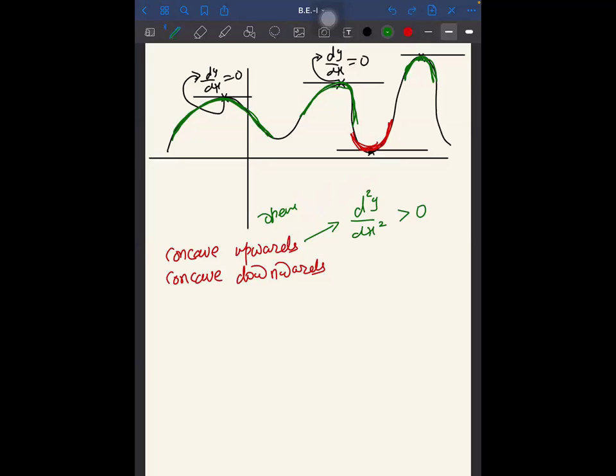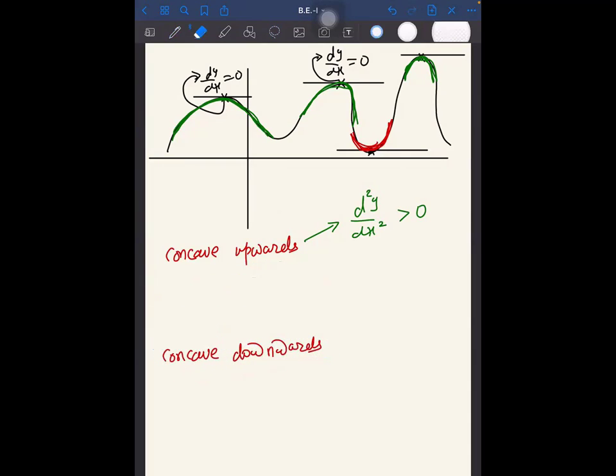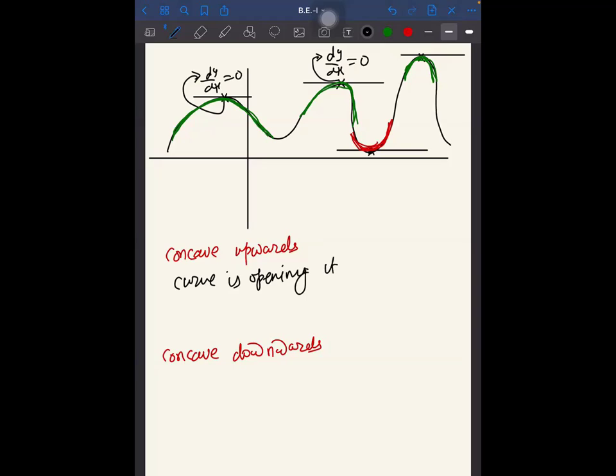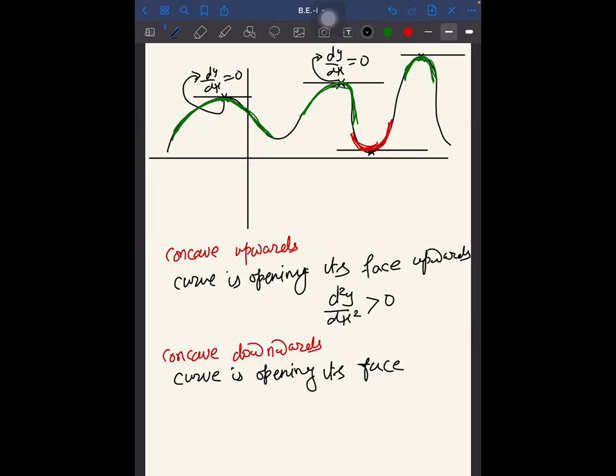Now, let me make it more clear. So I would say that when it is concave upwards, that means the curve is opening its face upwards, and in that case, the second derivative is greater than 0. And concave downward means what? The curve is opening its face downwards. Right? In that case, your second derivative has to be negative.